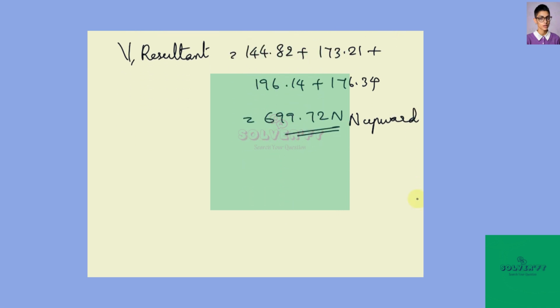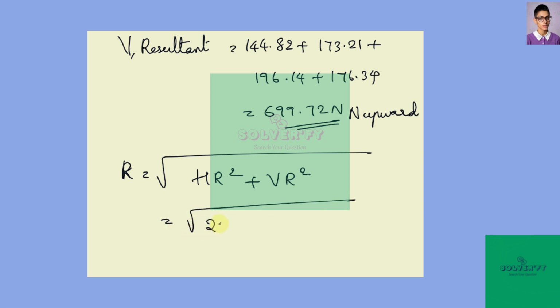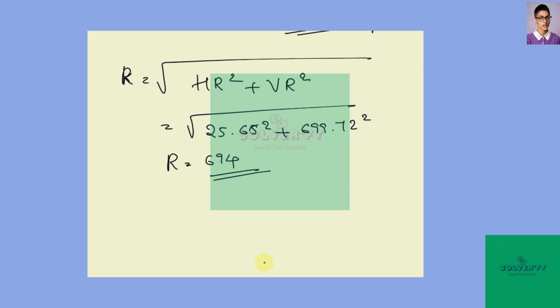And here the resultant is equal to the square root of the horizontal resultant squared plus the vertical resultant squared. It is equal to root of 25.65 squared plus 699.72 squared, and the resultant R will be 694.